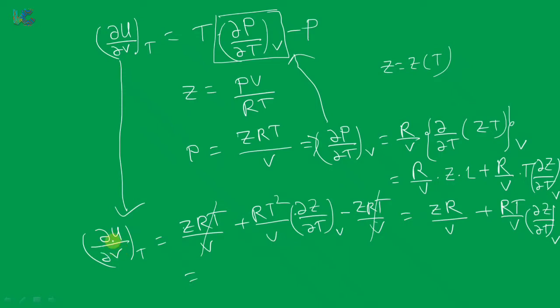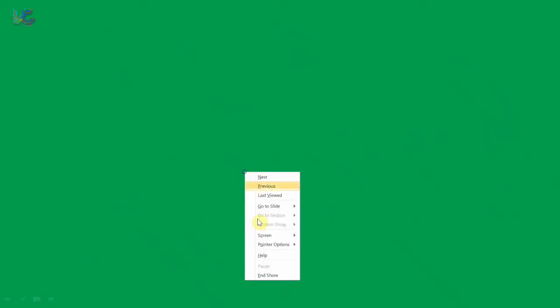So what you will get is del U del V at constant T is equal to RT square by V into del Z del T at constant V, when Z is equal to PV by RT. Z is a compressibility factor. Okay. Now we will use this and we will do the second one. So we'll get the value of del U del V at constant T when Z is equal to 1 plus B by V.